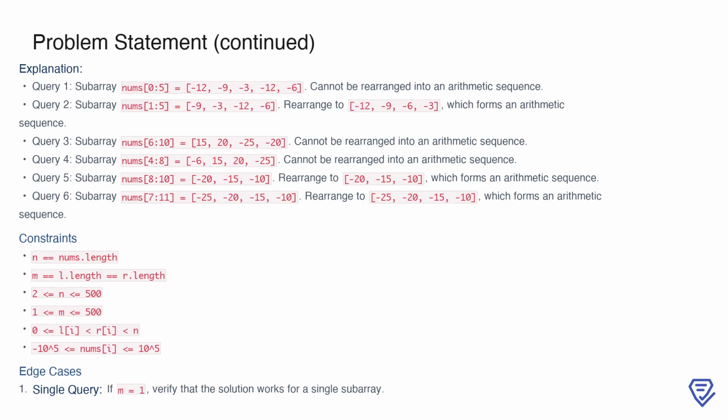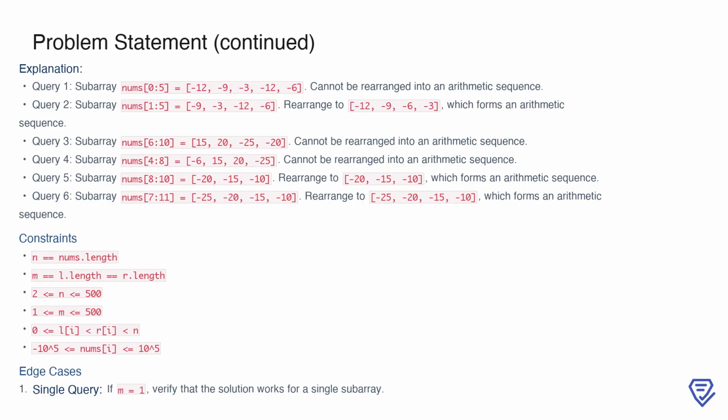Now, let's consider the second example. In this case, nums is -12, -9, -3, -12, -6, 15, 20, -25, -20, -15, -10, with L as 0, 1, 6, 4, 8, 7, and R as 4, 4, 9, 7, 9, 10. For the first query, the subarray nums[0:5] is -12, -9, -3, -12, -6. No rearrangement of this subarray can produce an arithmetic sequence, so the result is false.